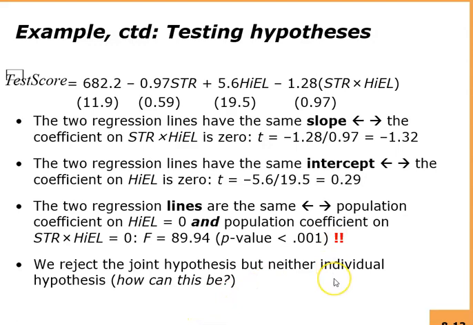More importantly, why is this the case that the joint hypothesis rejects the null hypothesis while the individual hypothesis, the individual t-tests, do not reject the null hypothesis? It's simply because both of these variables, the STR, student-teacher ratio, and high EL, are very strongly correlated with each other. And that is because the coefficient of their interaction term does not come out to be significant.